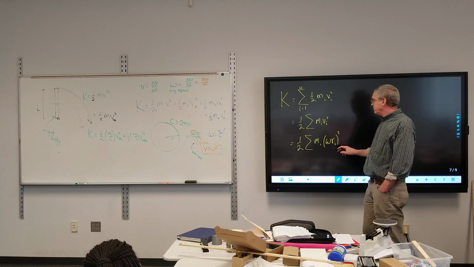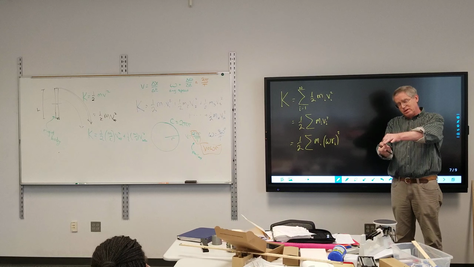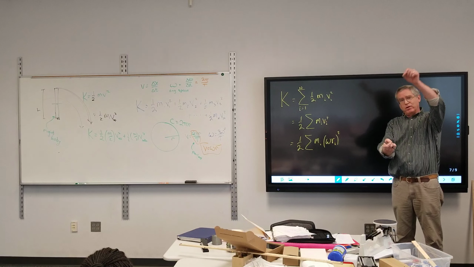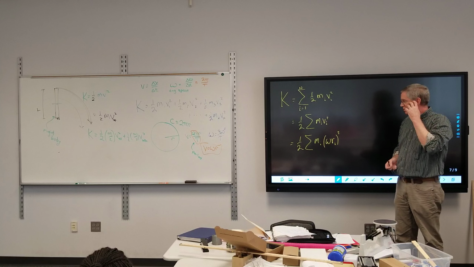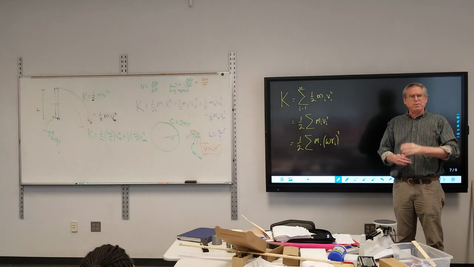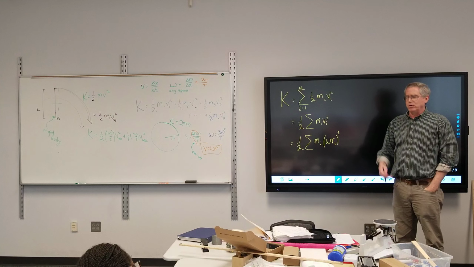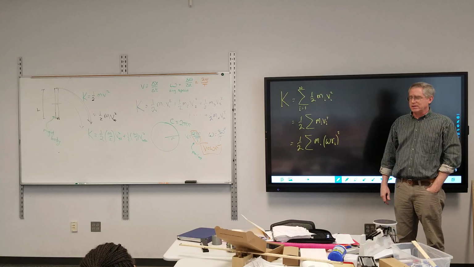Now notice I do have a subscript next to R because where I am, R is the distance from my axis of rotation to whatever mass I'm talking about. But I don't have a subscript next to omega because it's a rigid body. Everything is moving at the same angular speed. It will go through the exact same angle in the exact same amount of time.